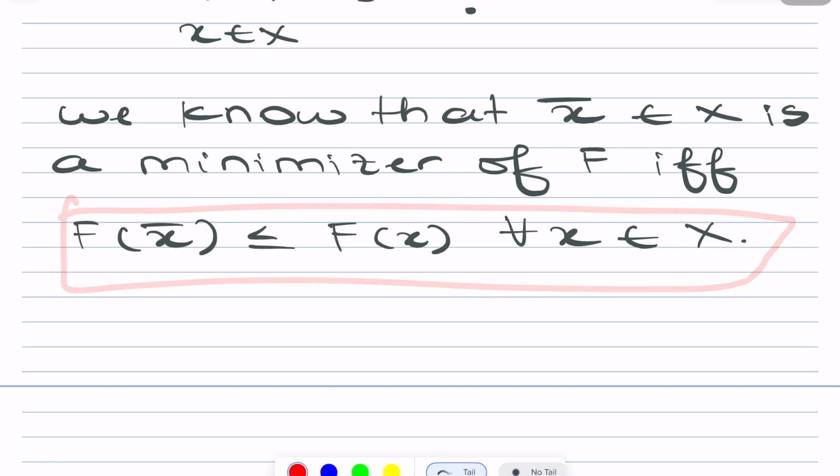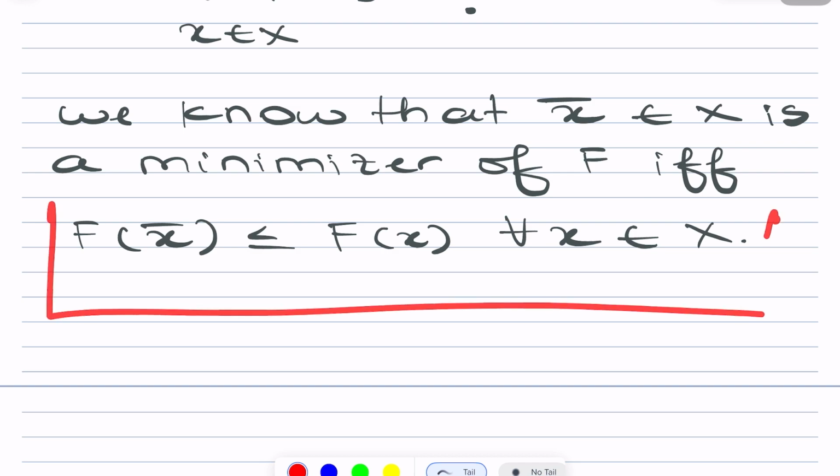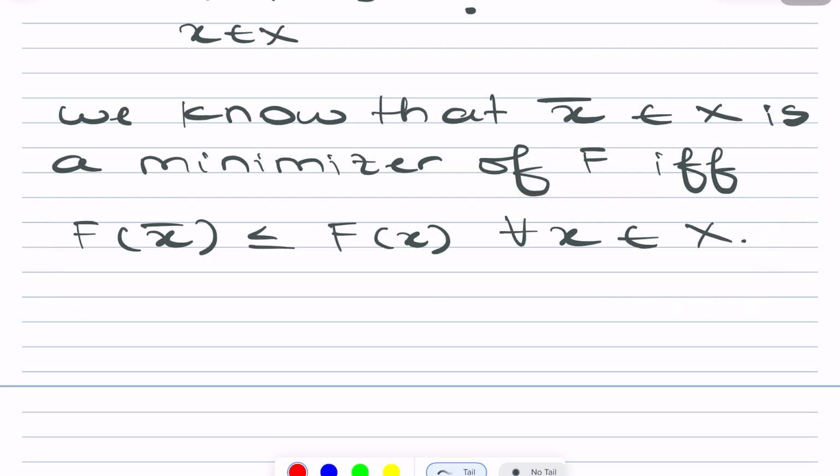Even if I give you x bar, which is indeed the minimizer, and I ask you to check whether that x bar is actually a minimizer, you cannot apply this. You cannot use this property because this space here is infinite dimensional. So you cannot check for all x. How would you do that? So we need to characterize the minimizer x bar beyond this property here. And this will be done via the Fermat principle, right? Which will be our subject of concern in the next video.